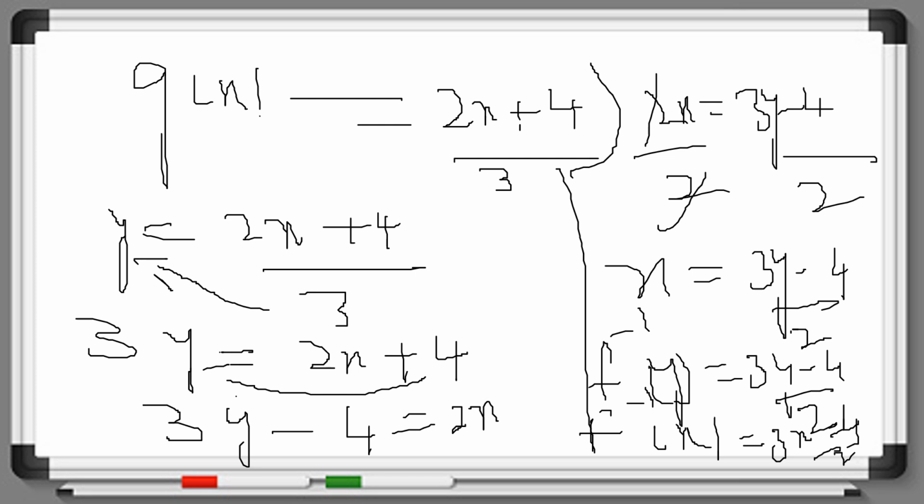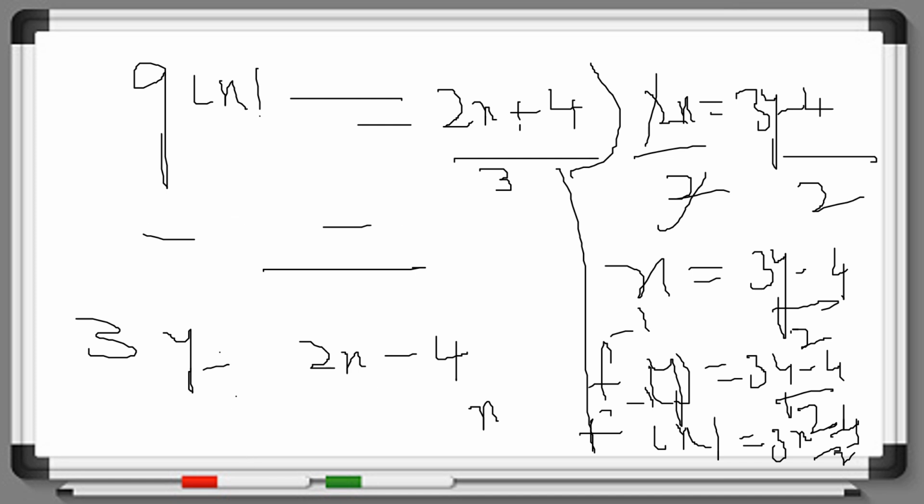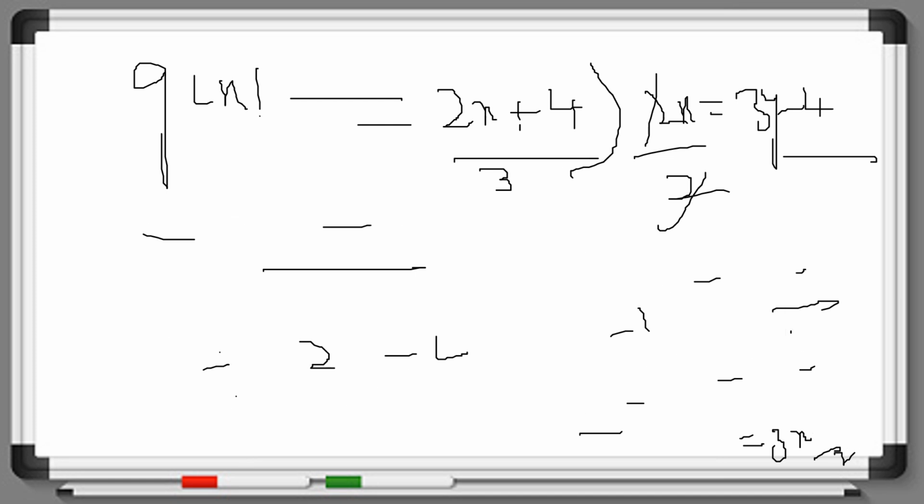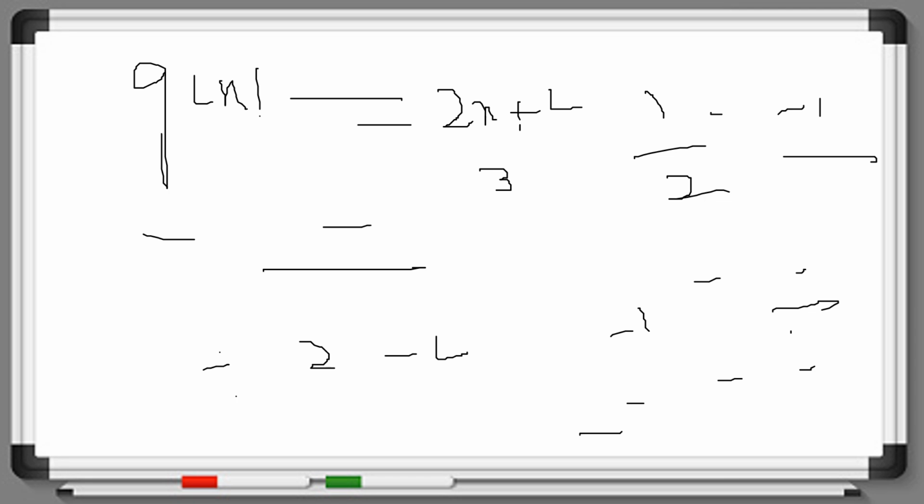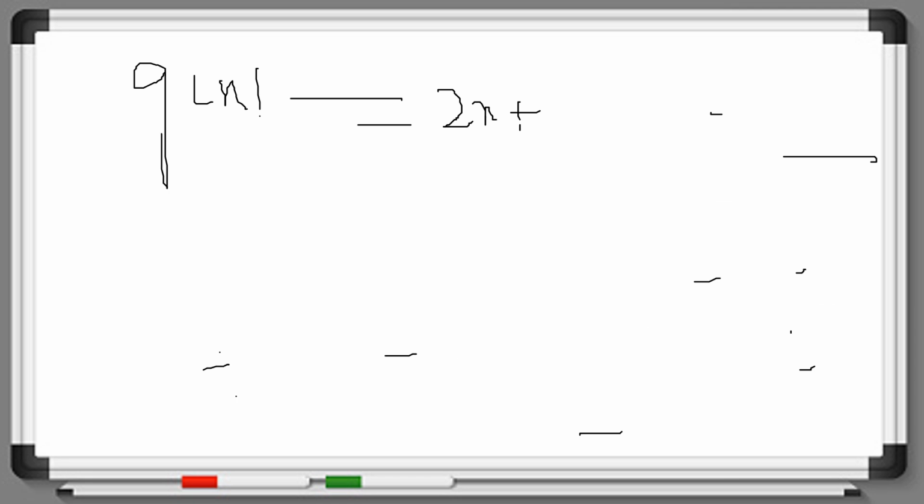Now boys, see here, there is an easy way also. I will show you both ways. I will show you the swapping way and I will show you the flow diagram way. So 2x plus 4 by 3.